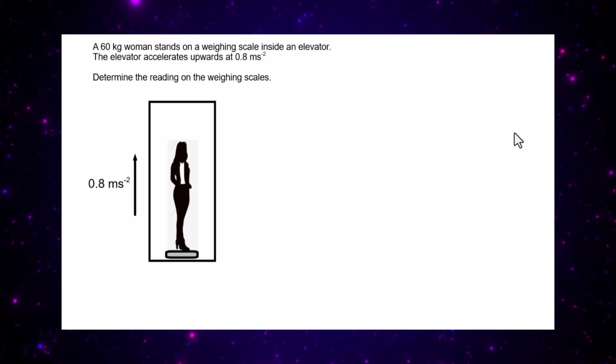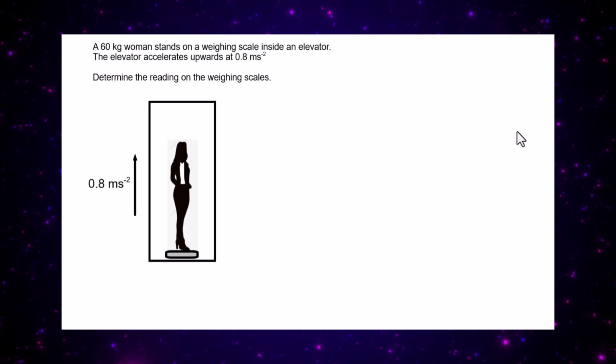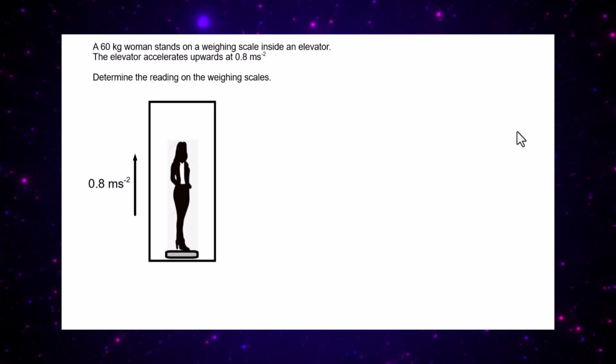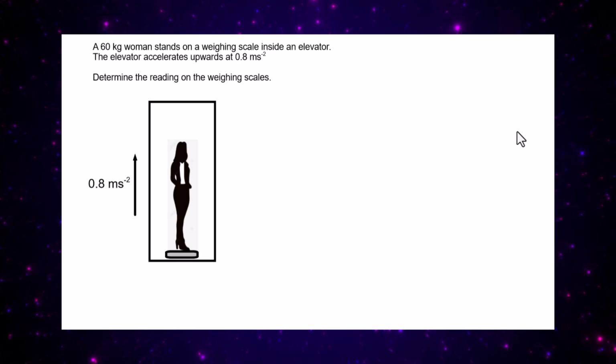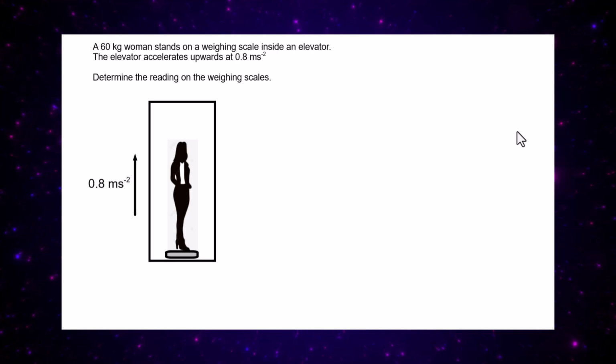A 60 kilogram woman stands on a weighing scale inside an elevator. The elevator accelerates upwards at 0.8 metres per second every second. And we've got to determine the reading on the weighing scales. In other words, we have to find what she sees on those scales when the lift is accelerating.